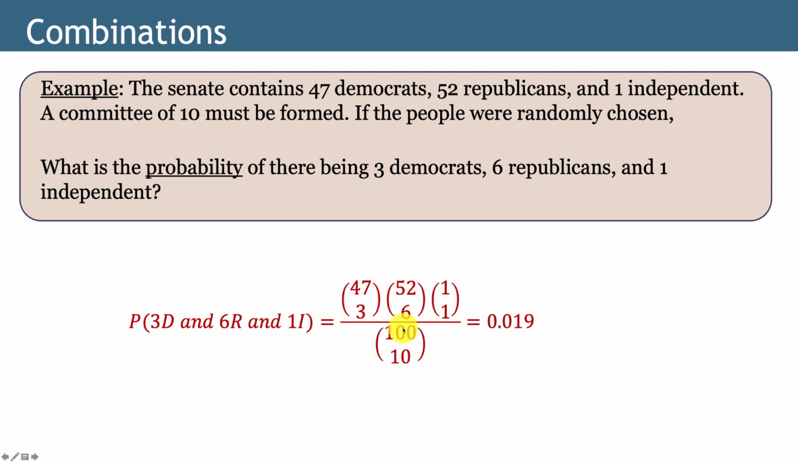Now, how many total possibilities? Well, there are 100 senators. I need to pick 10 total, right? So it's always about the total on the bottom. 100 total people, pick 10 total on the committee. And so that's the bottom number. And so you could crank this all out with combinations and you get a probability of 0.019. So in other words, there's only a 1.9% chance that this exact combination happens if this is done randomly. So that's how you can take it one notch further and do a little bit more complex probabilities.